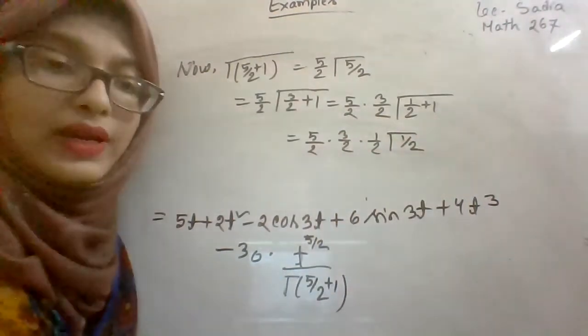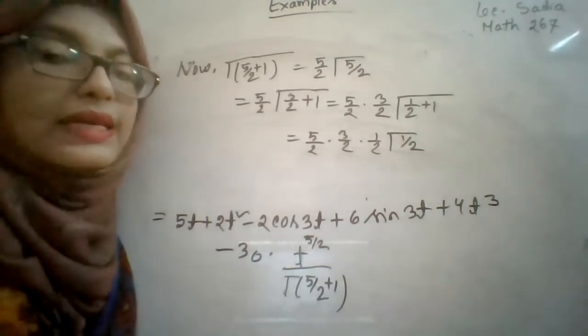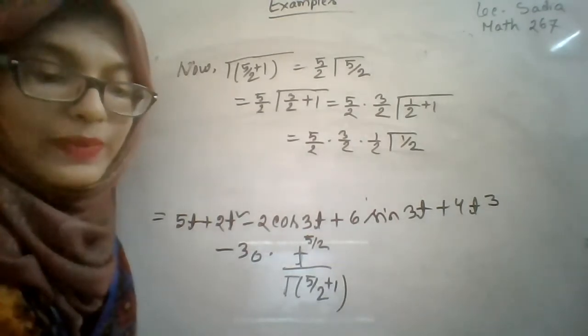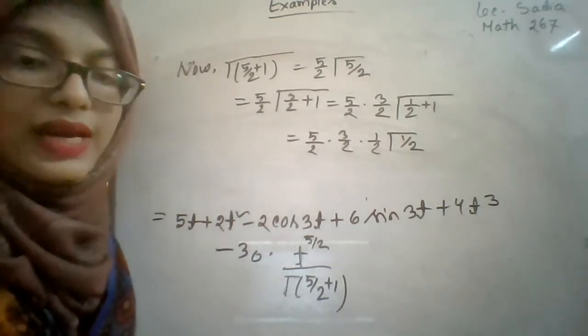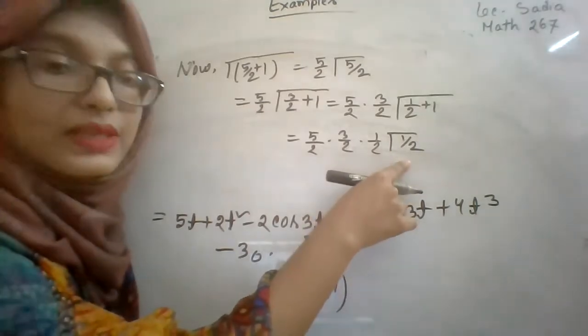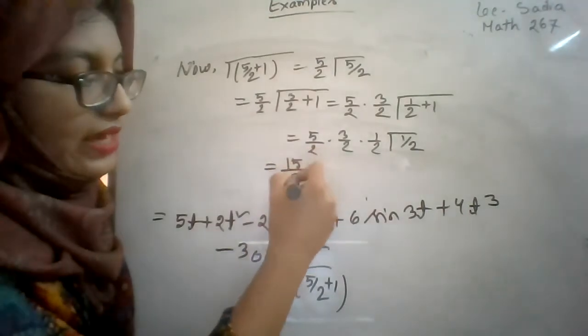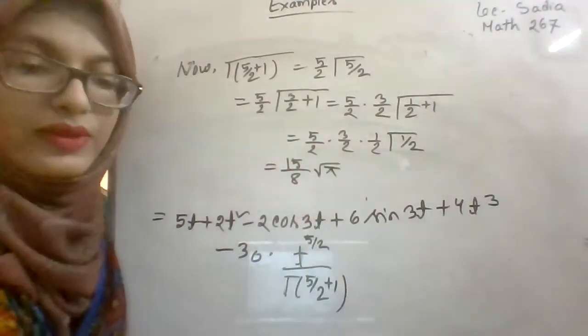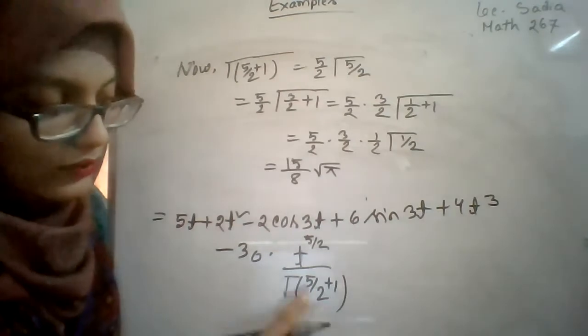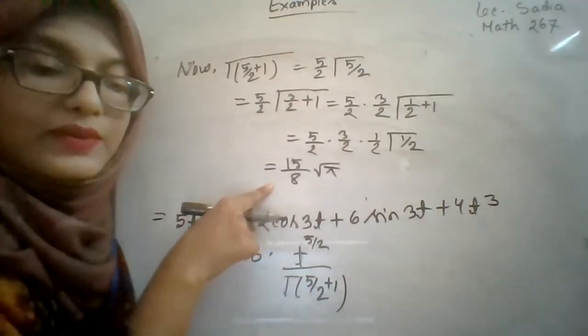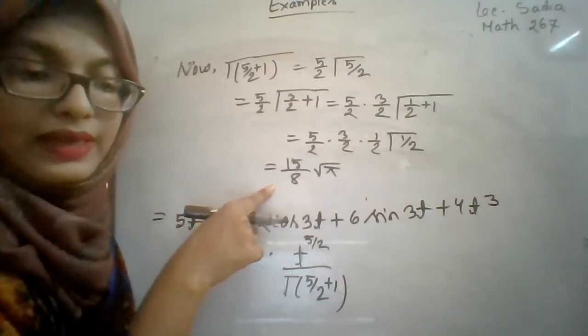And there is a property for the gamma function, that is gamma half is equal to root over pi. So it will be 15 divided by 8 root over pi. So the result for gamma 5 by 2 plus 1 is equal to 15 root over pi by 8.